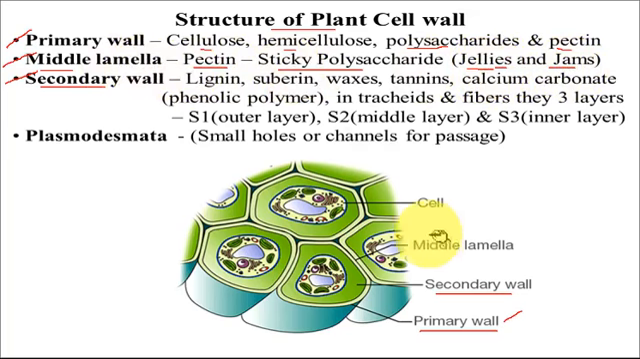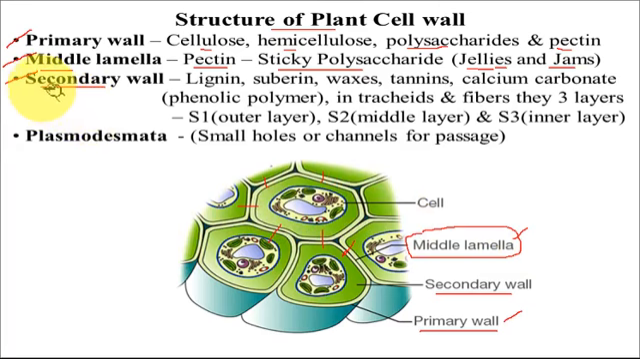That is the primary function of the middle lamella. It attaches the cells, acting as a cement, like the cement used for building a wall between bricks. In the same way, the middle lamella acts as a cementing layer between the cell walls of adjacent cells.